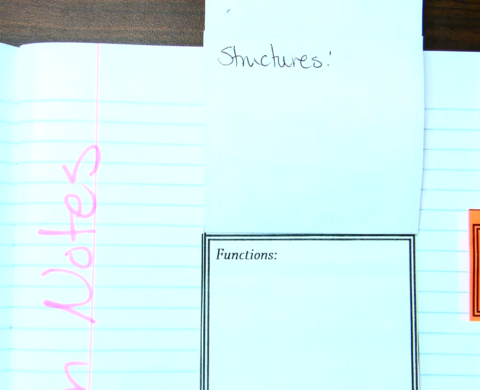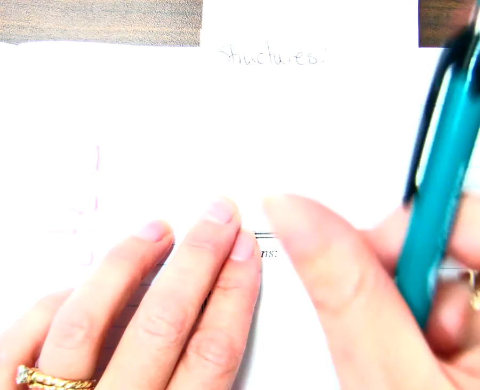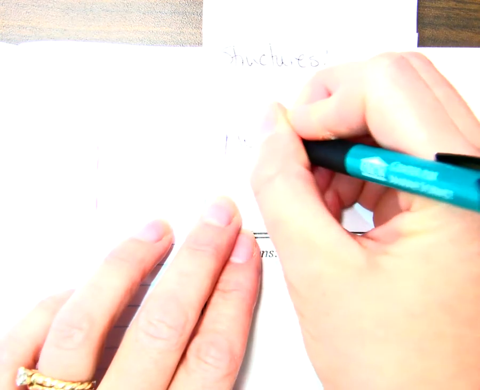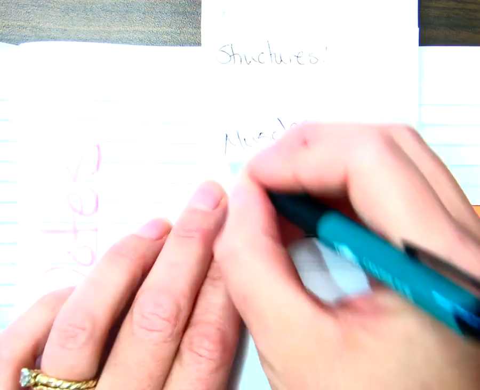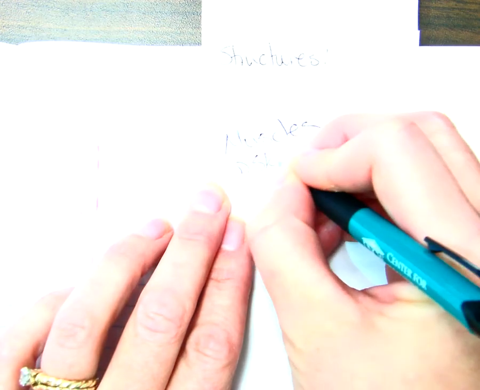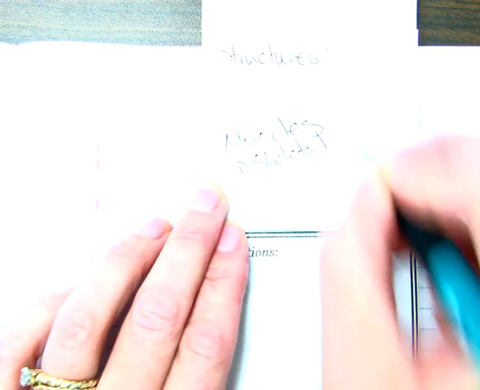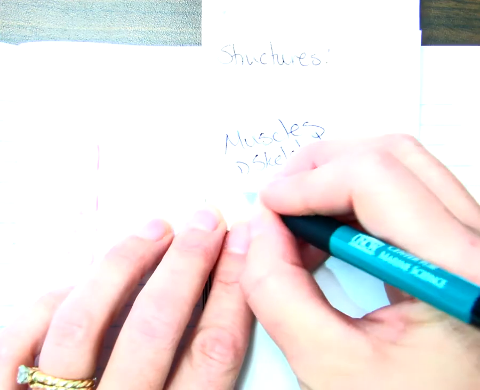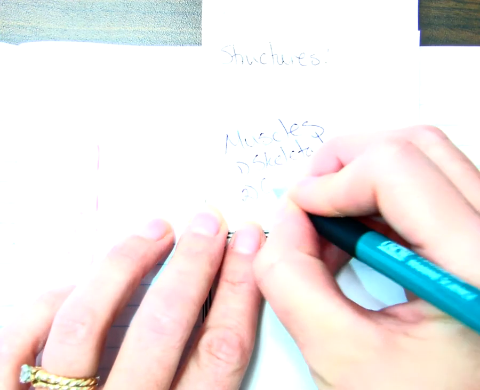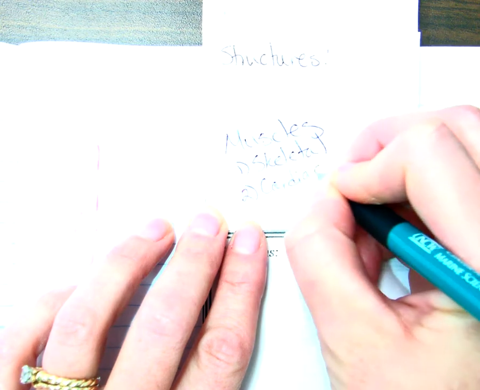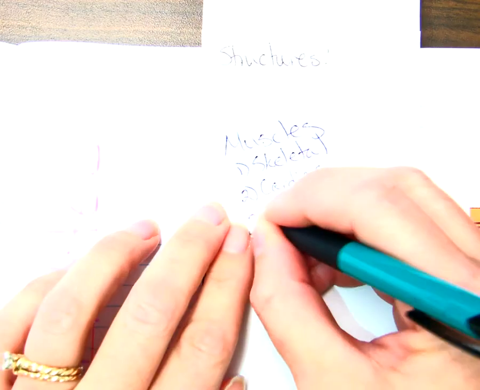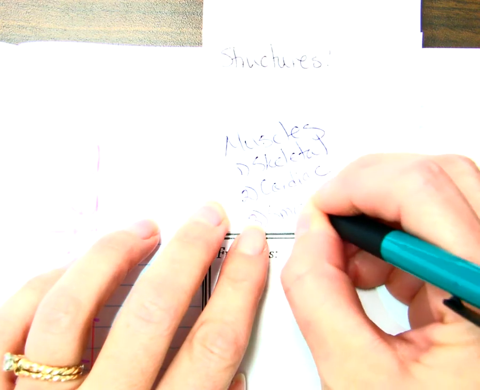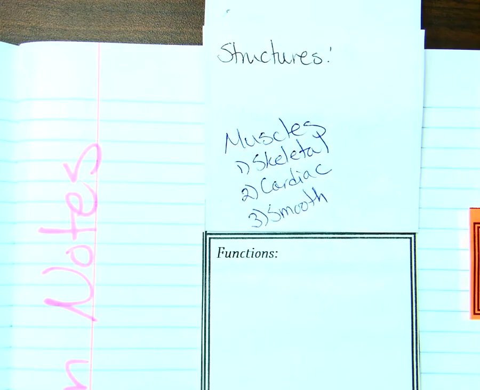Structures of the muscular system would be the muscles. We have 3 types: skeletal muscles, cardiac muscles, and smooth muscles.